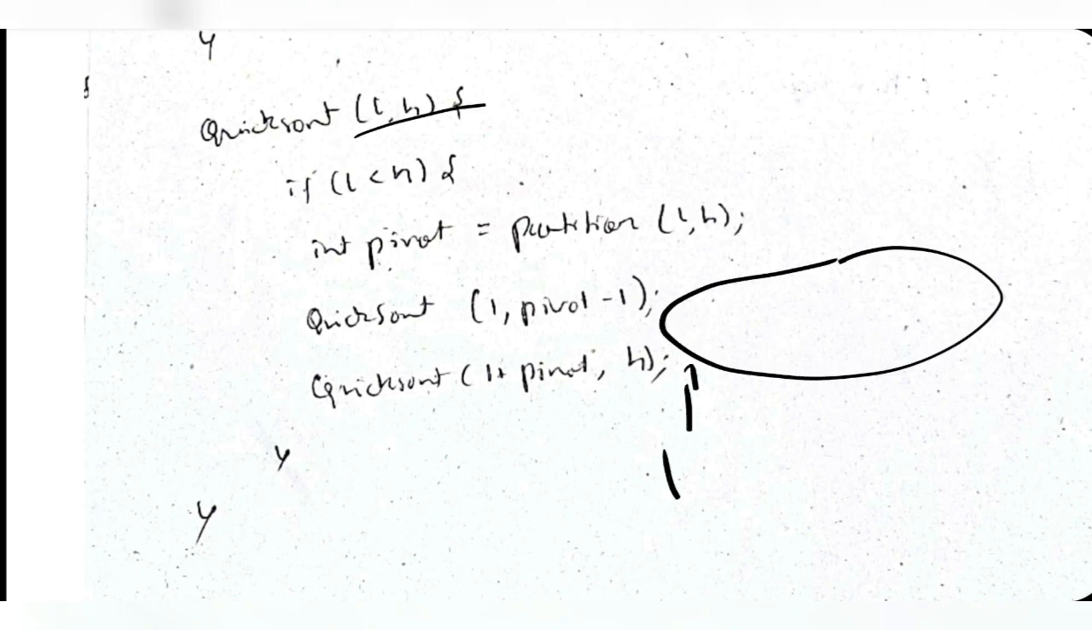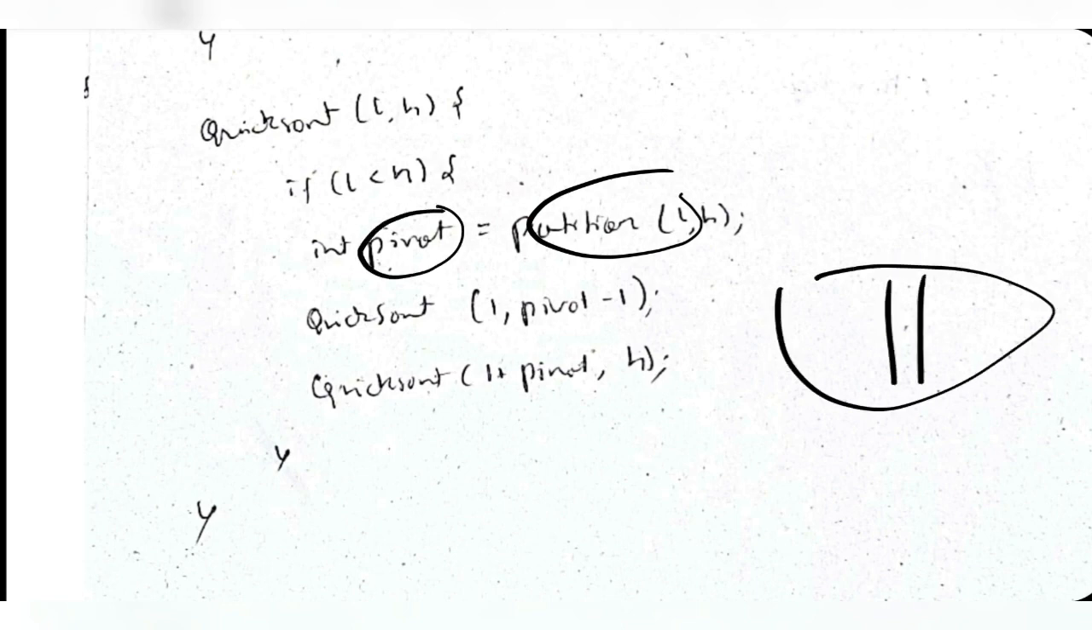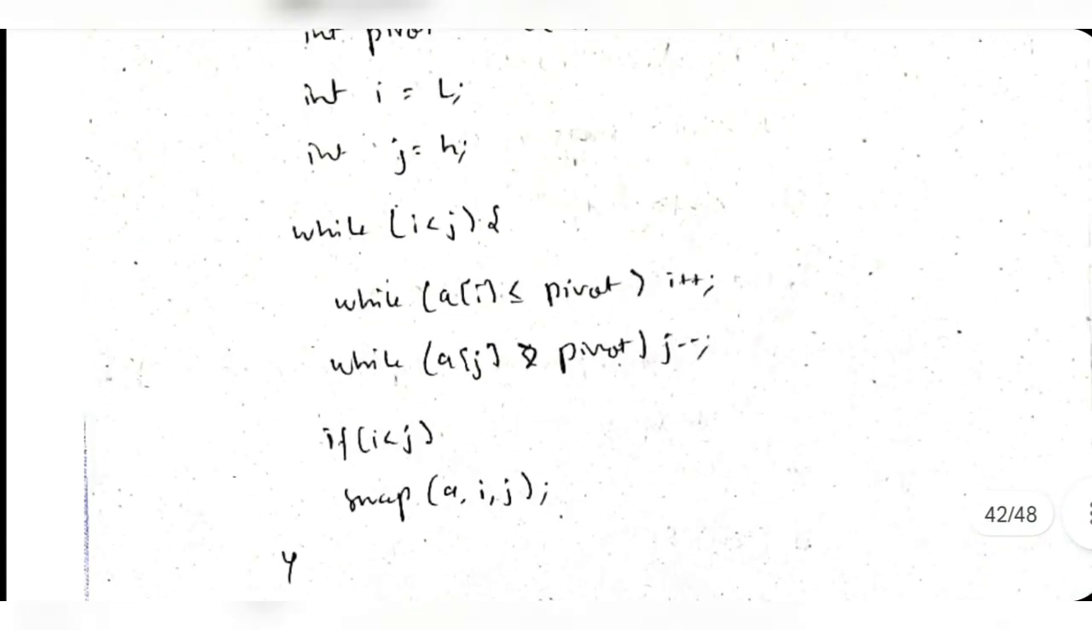So L is equal to this one and H is equal to this one, and then if L is less than H, yes, L is less than H, pivot is equal to partition of L comma H. So we'll call partition, and it will partition it into 2 parts with the pivot element as the returned value. After that we need to sort this and sort this. So if you understand what partition is, our task is over, right? So let's see what partition is.